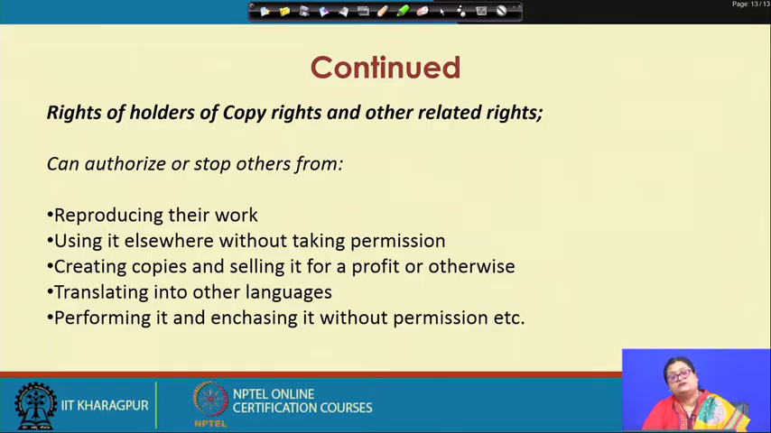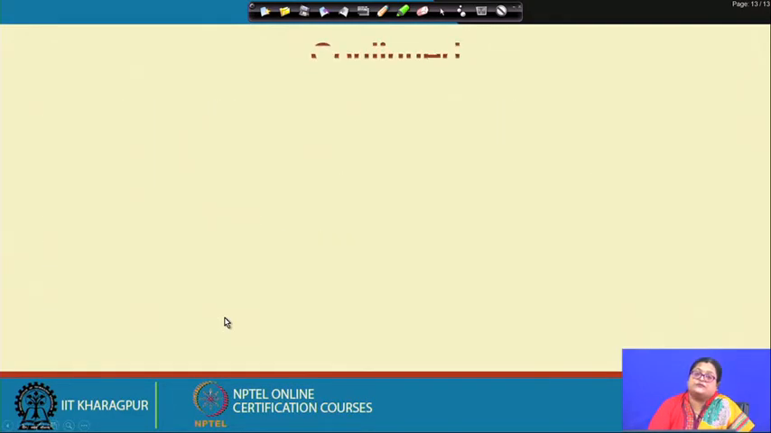So, what are the rights of holders of copyrights? They can authorize or stop others from reproducing their work, using it elsewhere without taking permission, creating copies and selling it for profit or otherwise, translating into other languages, performing it and enhancing it without permission, etc.